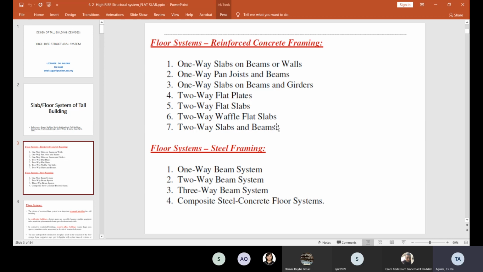This one is considered the restraint slab. It means all the load will be transferred to the beam, and then from the beam to the column, and then from the column to the foundation. Okay, this is for the concrete.